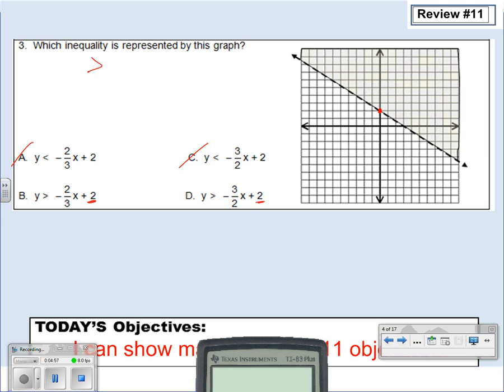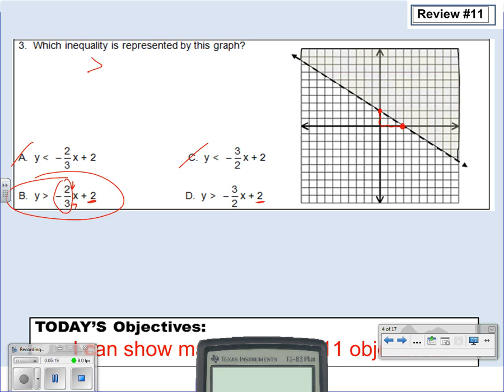Lastly, we're going to look at the slope. So I'm going to look at the slopes that are given. B says the slope is -2/3. That means I should be able to go down 2 and to the right 3 and stay on the line. So I'm going to go down 2 from my beginning point, 1, 2, to the right 3, 1, 2, 3, and yes, I am on the line. So B is my correct answer.